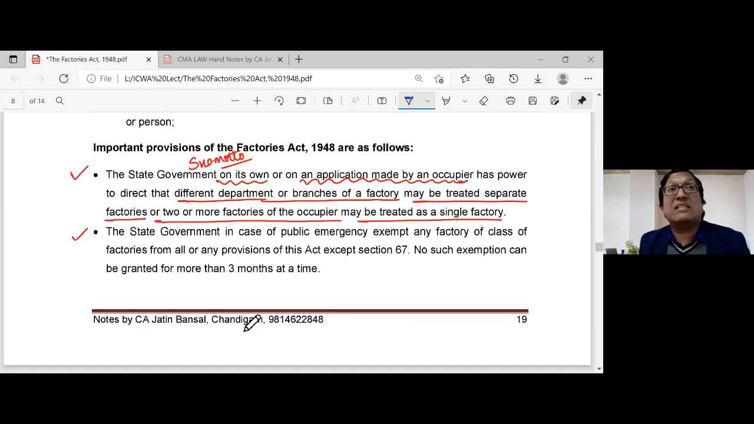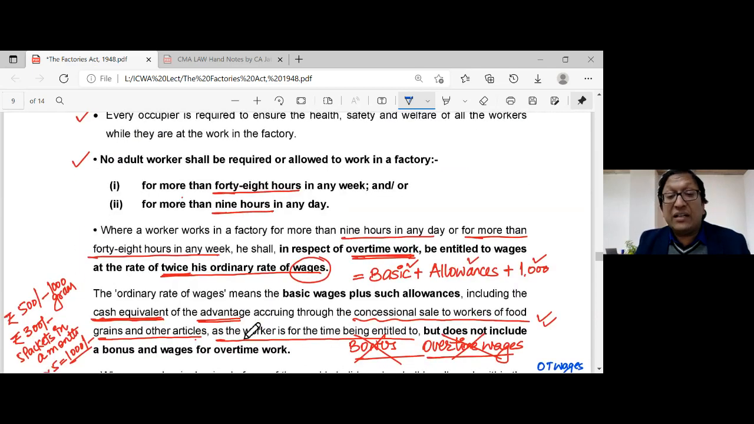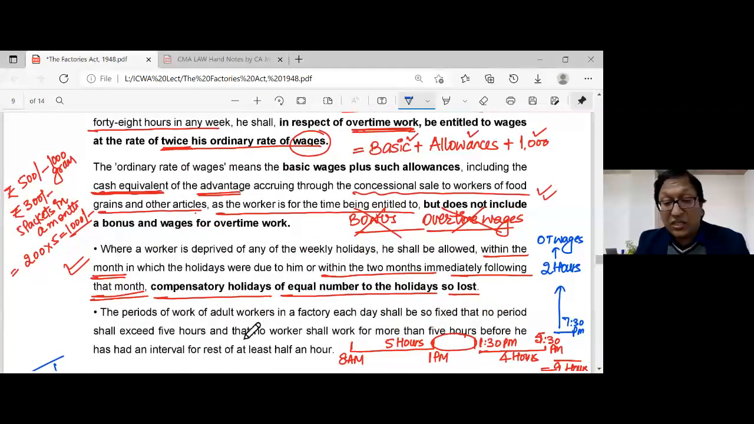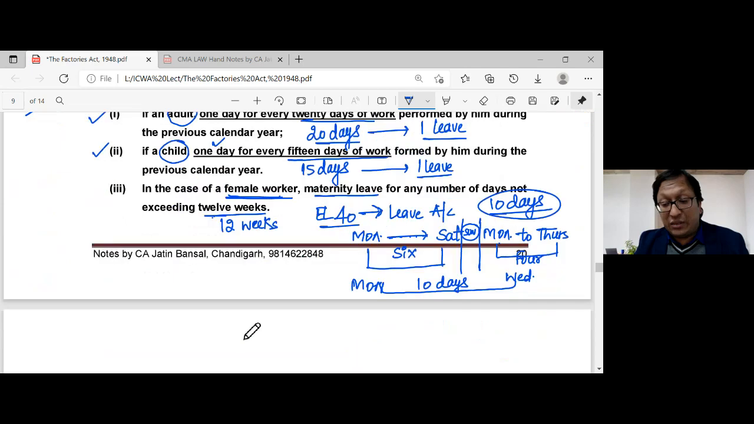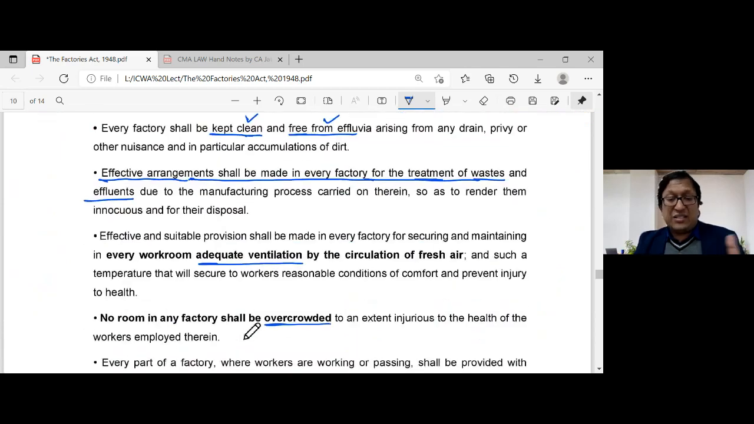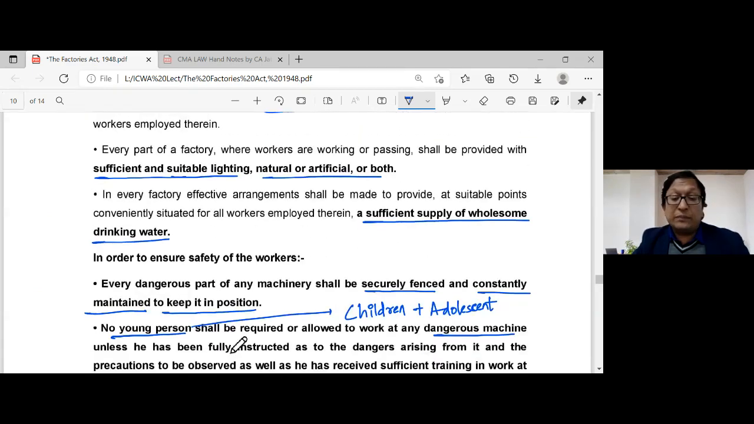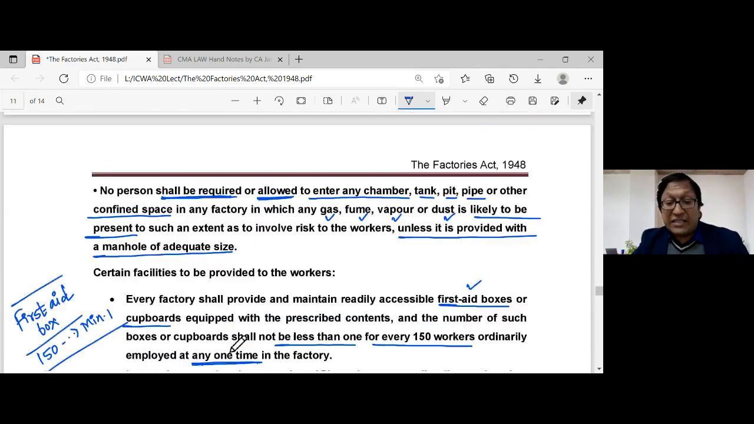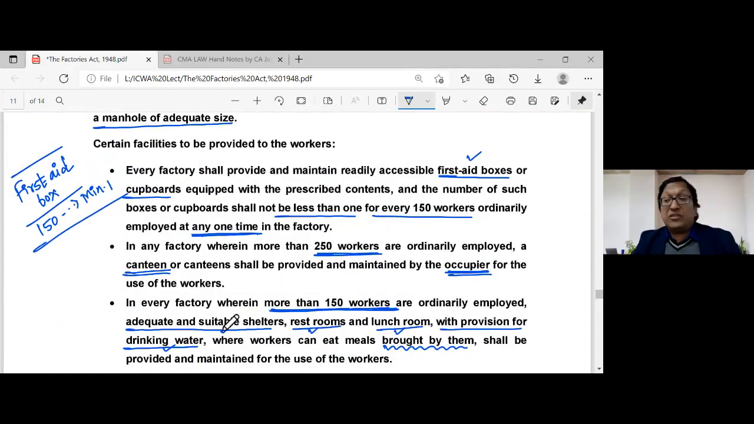The most important one is regarding overtime, how the overtime payment is made, and regarding earned leave, how the earned leaves are available to the workers, in what proportion. You need to study that. And then there are general conditions: what safety standards and safety conditions there are to safeguard the health of the worker, and what welfare conditions there are, like you must have a first aid box for every 150 persons.